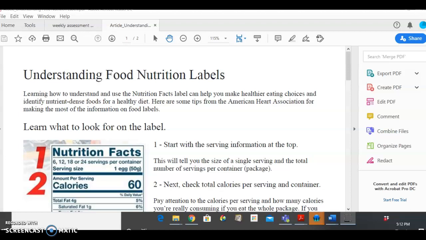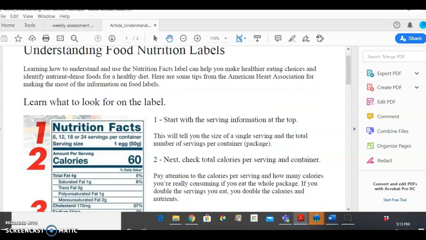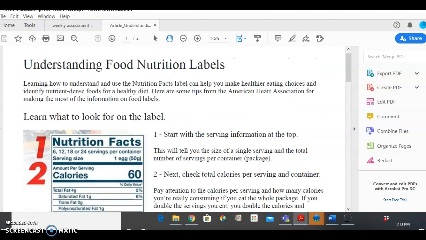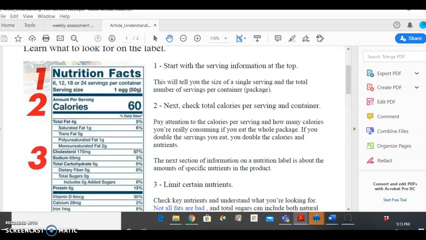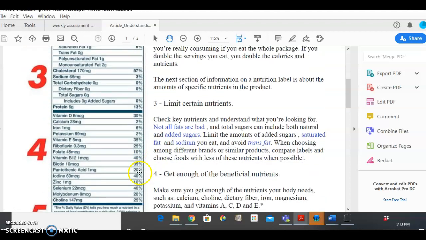Once you've gathered that, you are going to want to go through this article, and if you think you can manage this without me going through it, feel free to. This is looking at how we understand a food label. Number one shows you where you're going to find the servings. Number two talks about the calories and shows you where you find calories. Number three is the ingredients or things that you want to limit in your diet. And number four are the key nutrients, things that are good for you that you need to be consuming to get those beneficial nutrients.